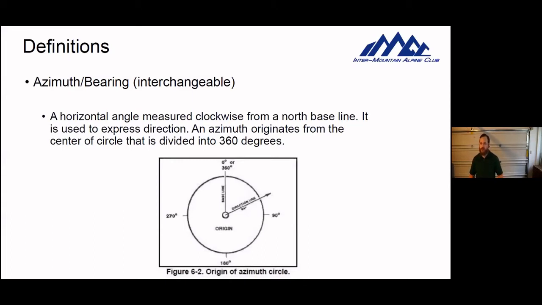It's just like a circle from 0 to 360. Your azimuth is the direction that you are traveling. So in this example, the direction line right here is at 64 degrees. So that is your azimuth. You are traveling at 64 degrees for your azimuth.